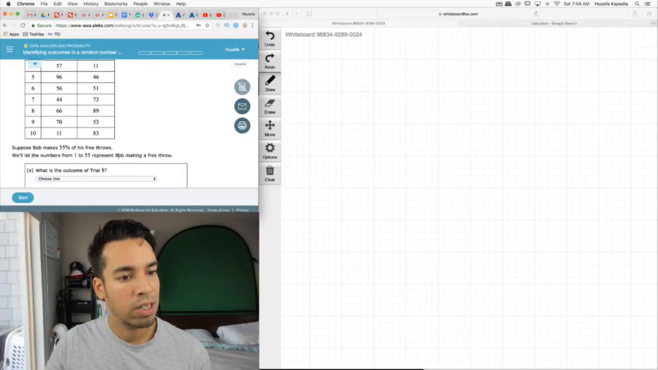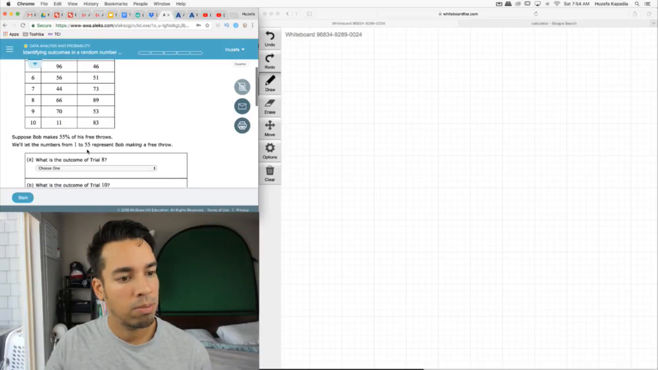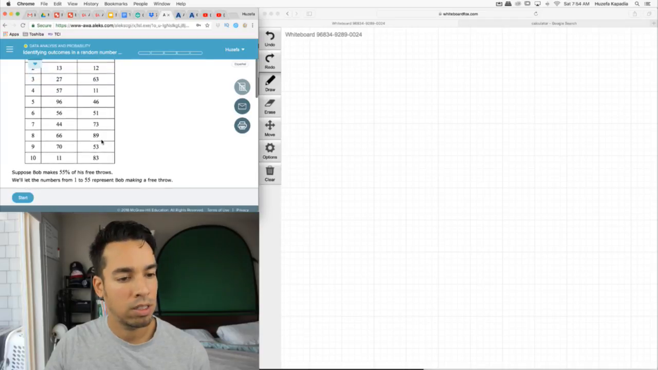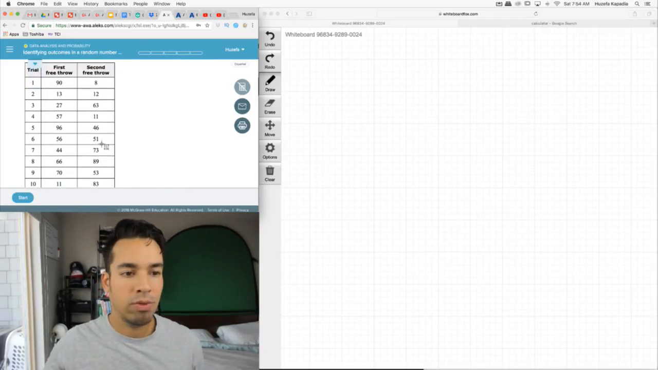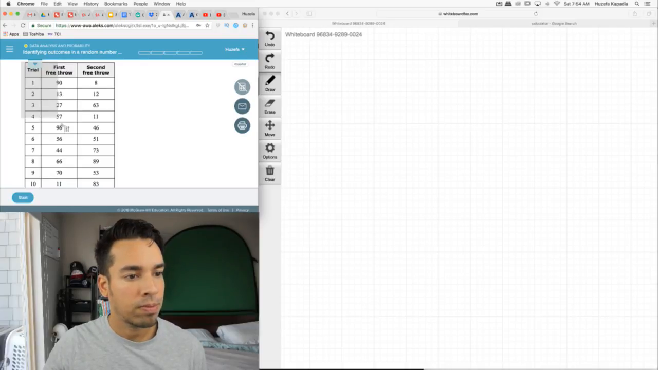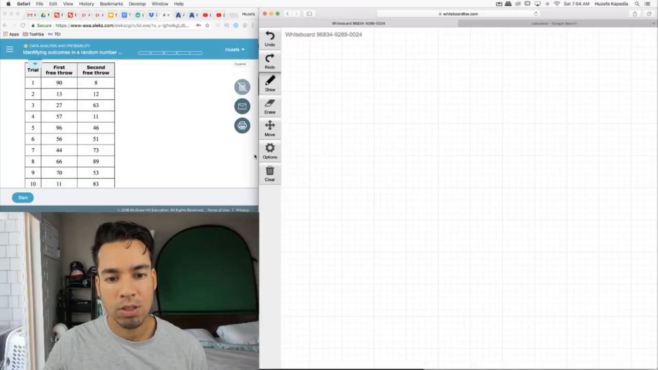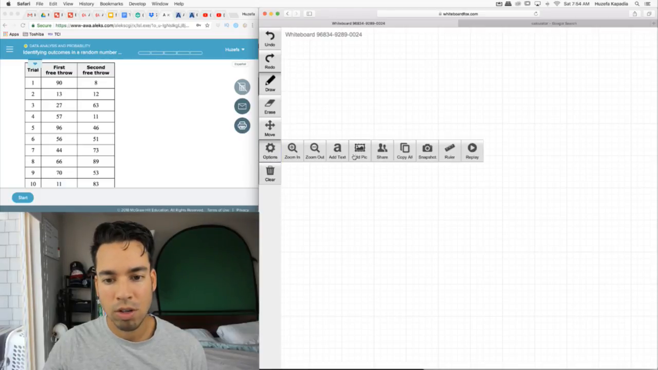Bob makes 55% of his free throws. We'll let the numbers 1 to 55 represent Bob. Oh, I see. So Bob making a free throw is 1 through 55. Now I understand. These are almost like percentages. I'm going to put this image over here because I want to draw on it just a little bit.